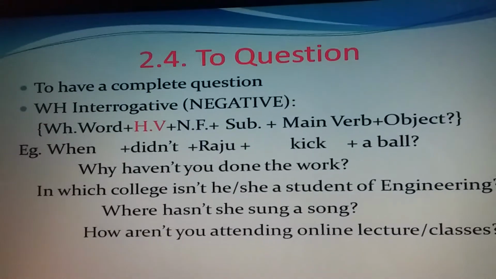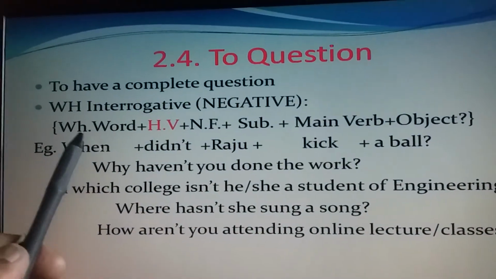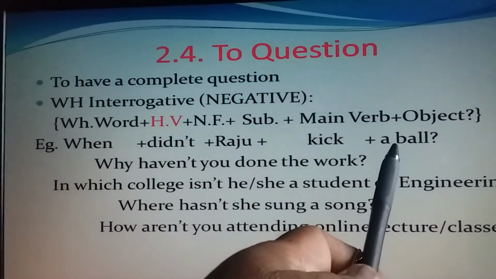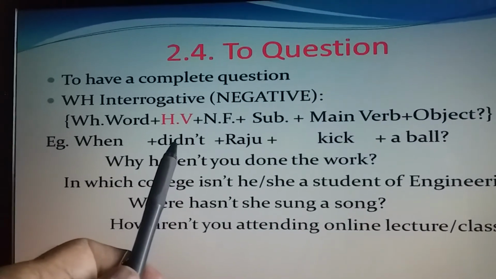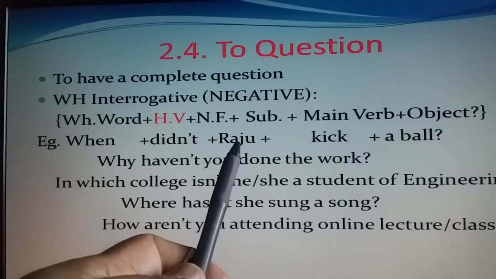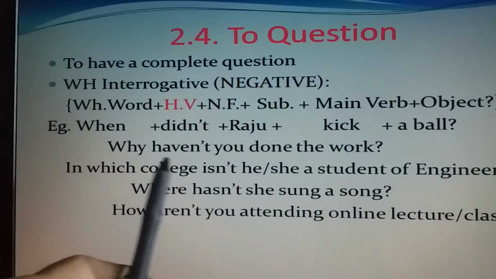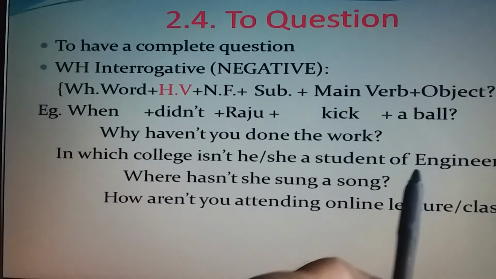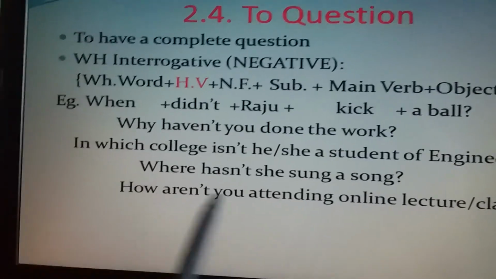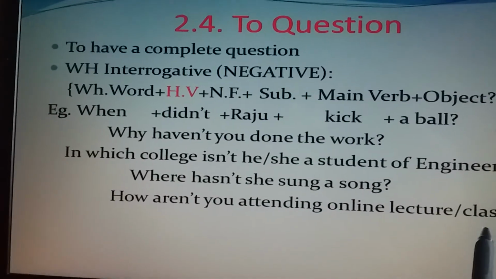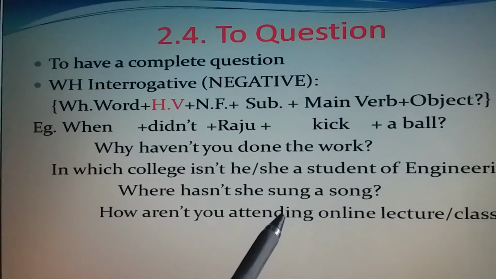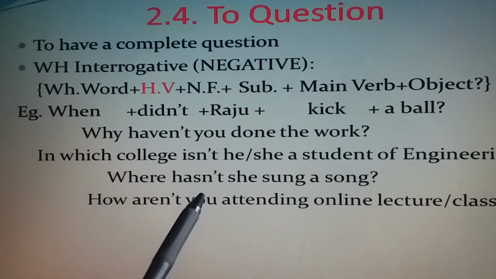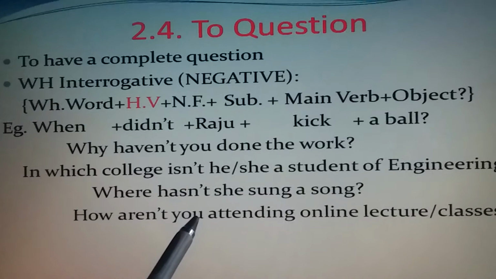Let us move on to the negative structure in the complete question here. WH word again, helping verb, negative form will be there. When didn't Raju kick a ball? When is the WH word, did the helping verb, negative form, Raju the subject, kick, a ball the object. Why haven't you done the work? In which college isn't she a student of engineering? Where hasn't she sung a song? How aren't you attending online classes? So in this way we prepare one interrogative sentence completely. This question needs a complete answer in the declarative pattern.